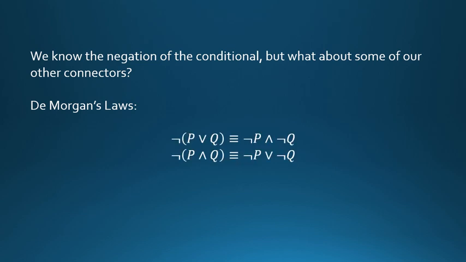And you can verify these on your own. But the negation of P or Q is logically equivalent to not P and not Q. Also, the negation of the conjunction, or not P and Q, is logically equivalent to not P or not Q. Those three horizontal lines there, that's the symbol for is logically equivalent to.